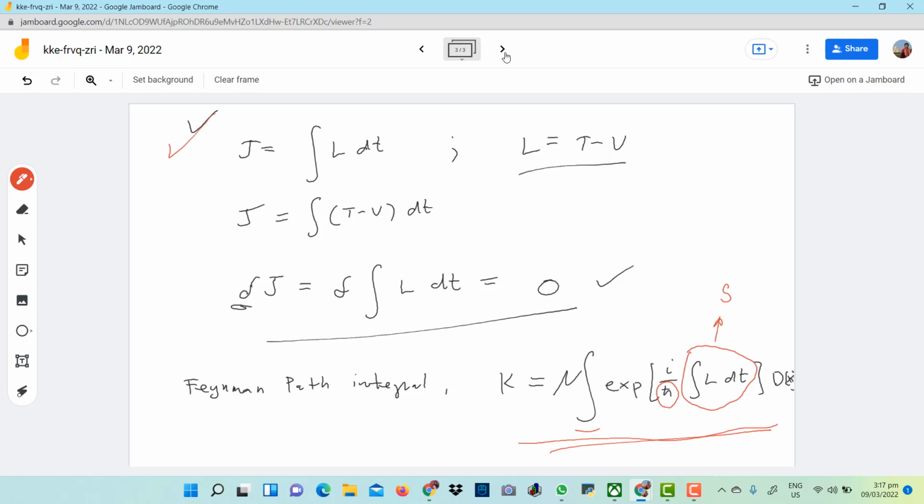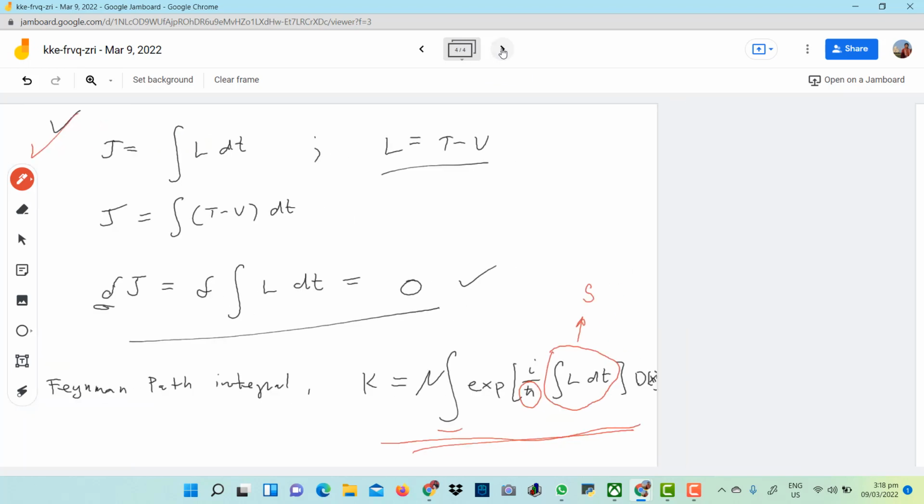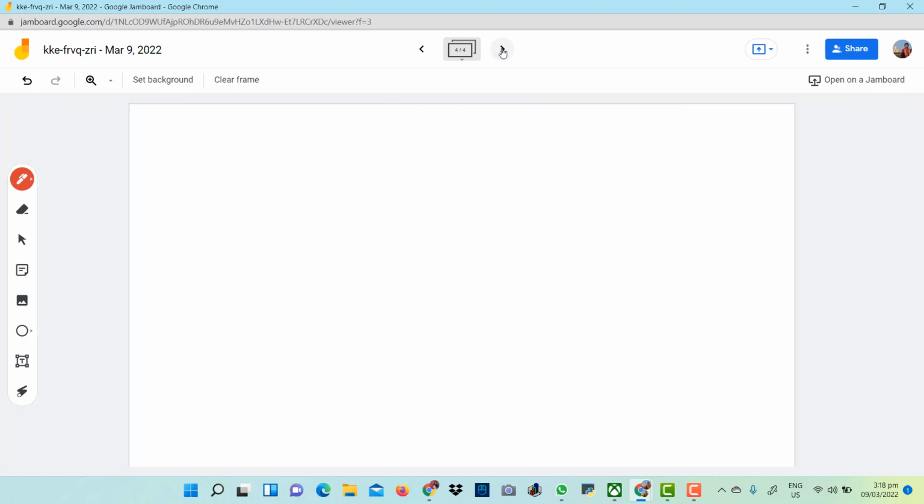So somewhat he used this term, our J, okay? J is equal to the integral of the Lagrangian L times dt. Okay, so that is too much for the variational principle. We will move to another topic.